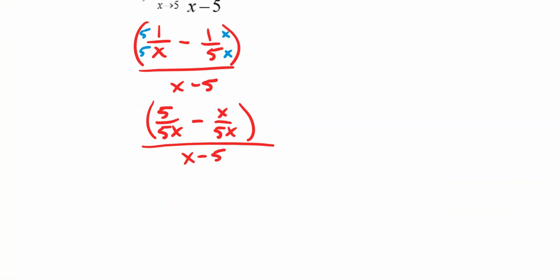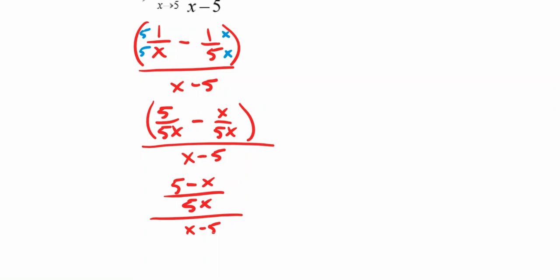And then this is where I'm going to combine it over a common denominator. You guys are going to be doing so much, you probably wouldn't write down that middle step. If you want to, great. So this would be 5 minus x all over 5x. And then that is all over x minus 5.